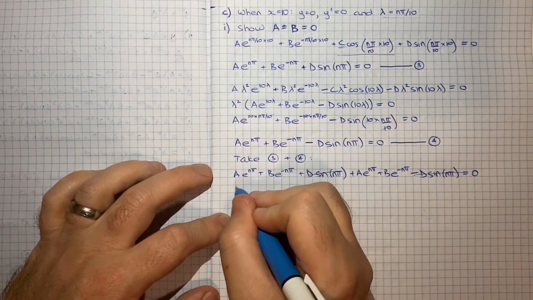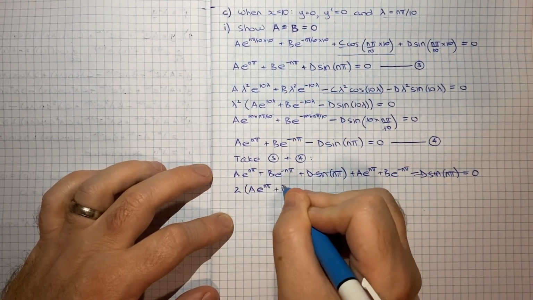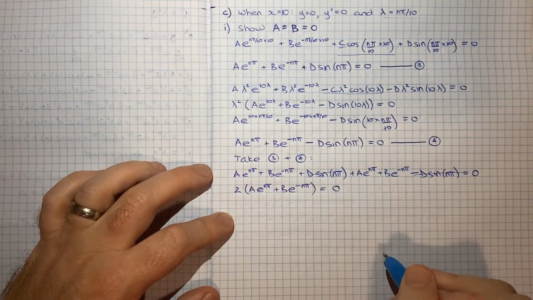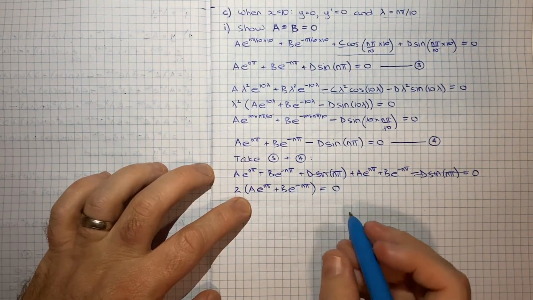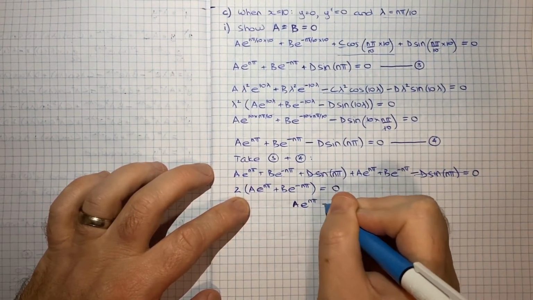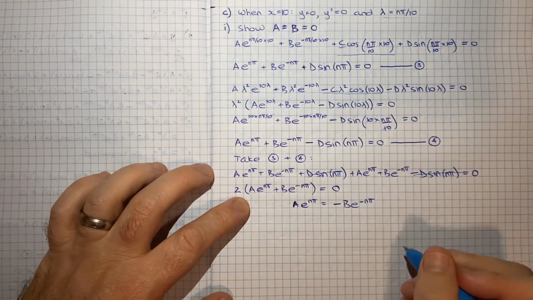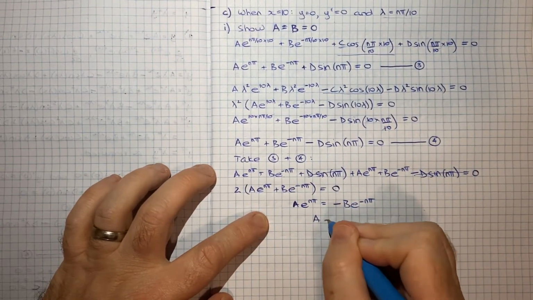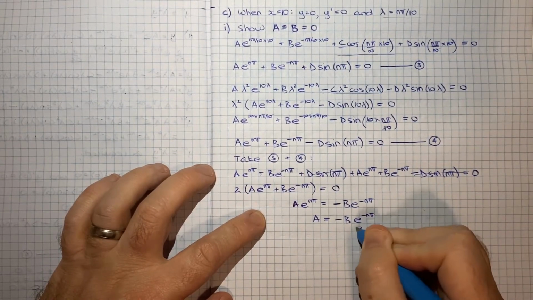So we'll end up with 2 times a e to the n pi plus b e to the minus n pi is equal to 0. You can divide the 2 over, and maybe bring the b over as well. So we'll have a e to the n pi is equal to minus b e to the negative n pi. Divide both sides by e to the n pi. So we'll have a is equal to minus b e to the negative n pi on e to the n pi.